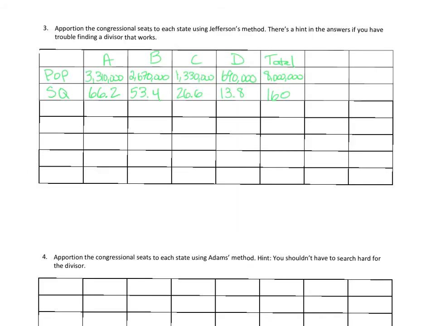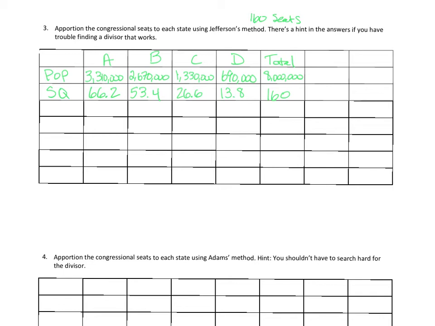For this next example, it's the same example as before. It's the same 4 countries, still 160 seats to apportion, but this time we're going to apportion them using Jefferson's method. So I copied down the first couple steps from Adams' method because they look the same to get started.